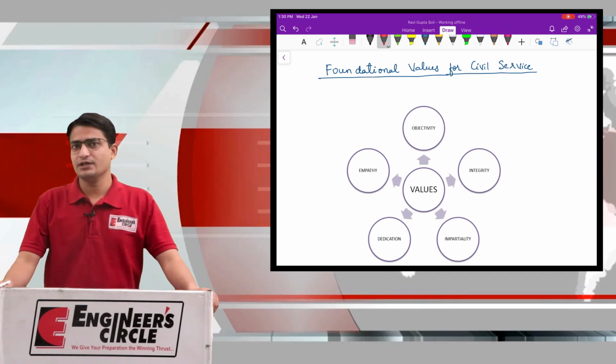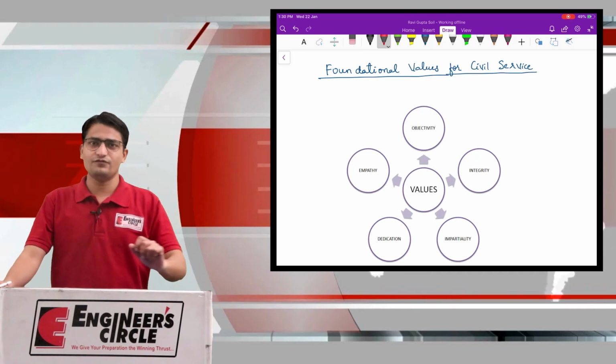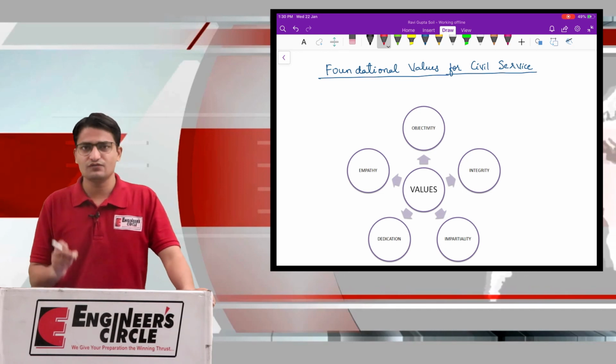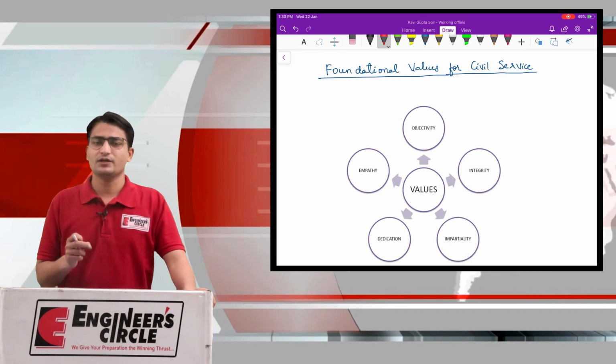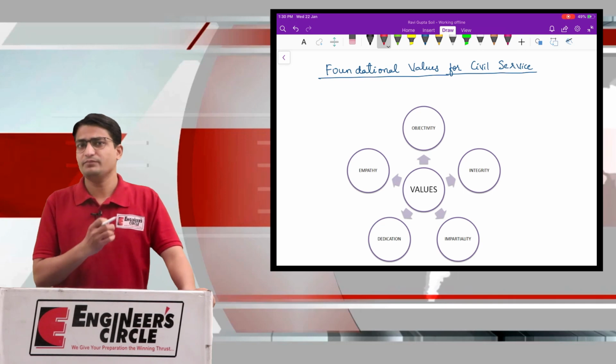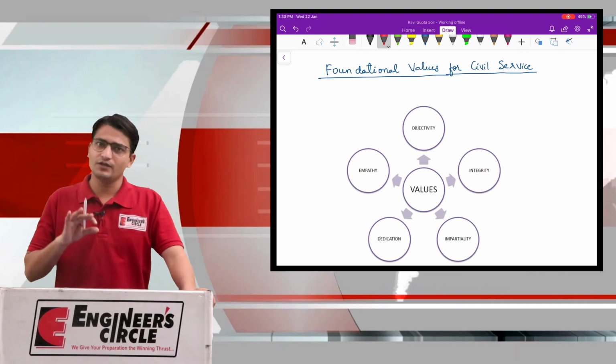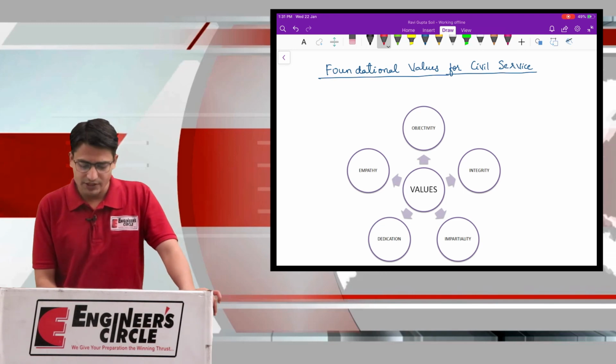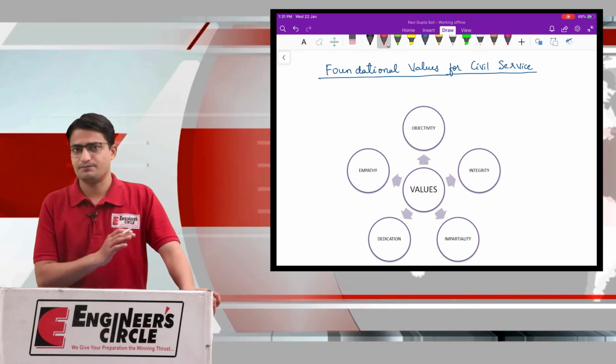Students, now we are taking the next set of values, which are called foundational values for civil services. We have just now studied basic human values. Now we are moving into our professional domain and we are talking about foundational values for civil service.